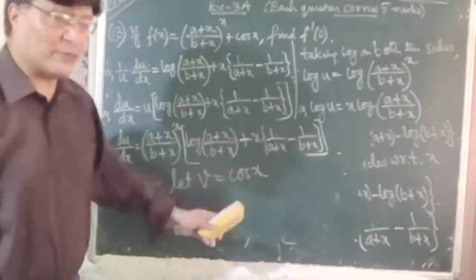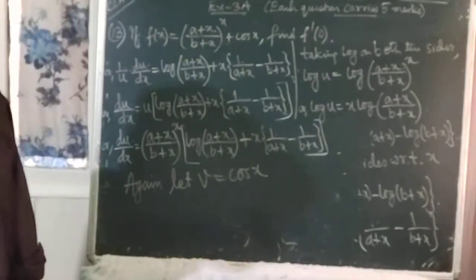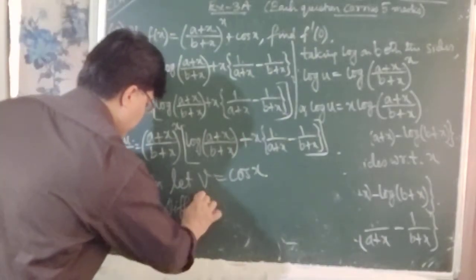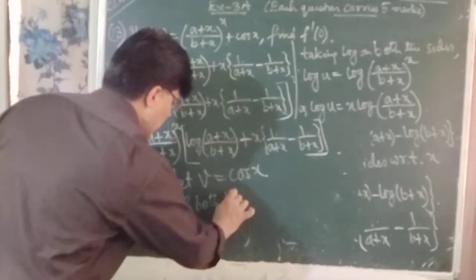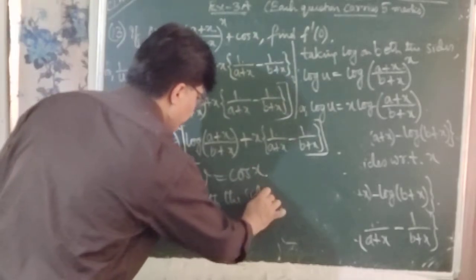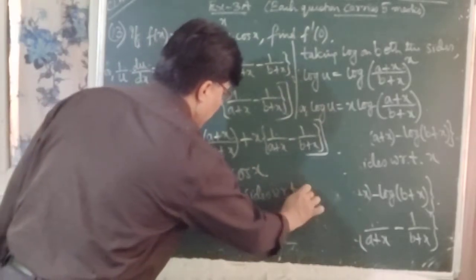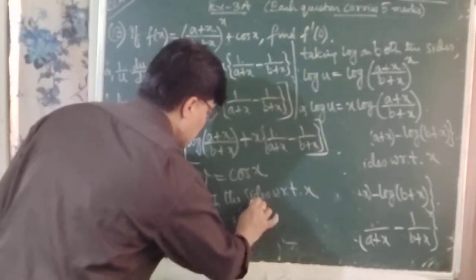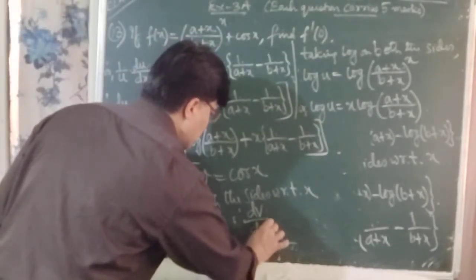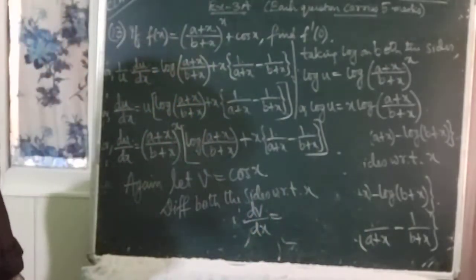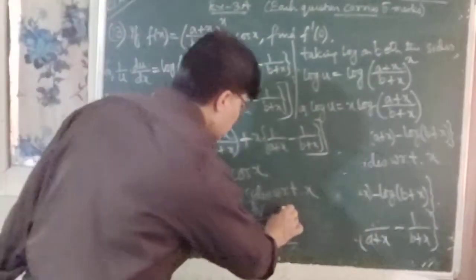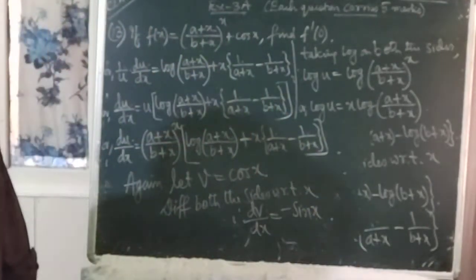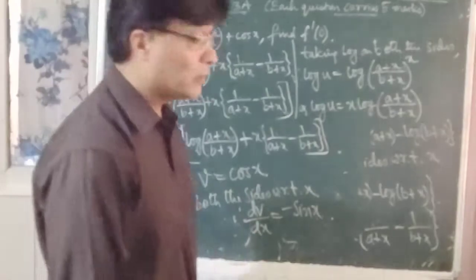So we can directly differentiate it. We don't need log here. Okay. So differentiating both the sides with respect to x, what do we get? That is dv by dx is equal to, what is the differentiation of cos x with respect to x? It is minus sin x. Is that clear to all of you?